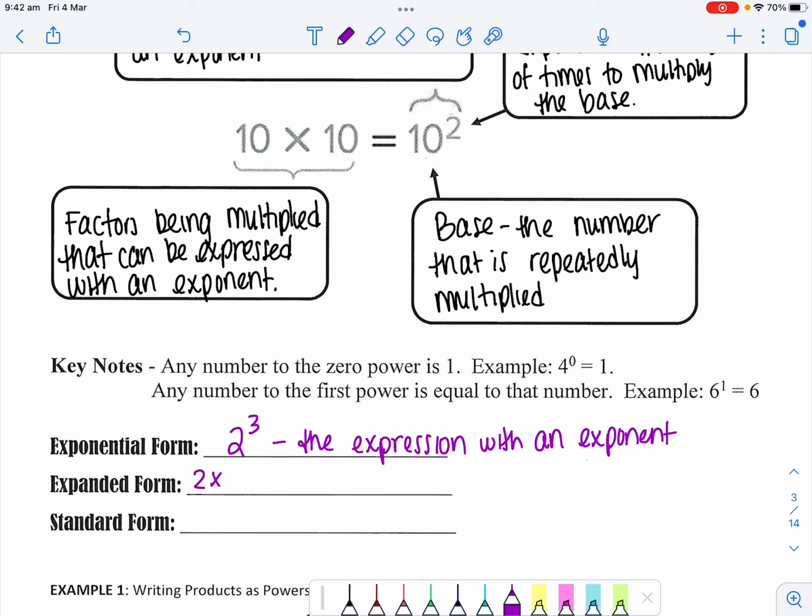Expanded form is going to be to write out the multiplication. So this is going to be considered part of our work for these exponential expressions. So I'm going to start with 2 to the third. I'm going to write out 2 times 2 times 2. And then standard form, 2 times 2 is 4 times 2 is 8, means to give the answer.